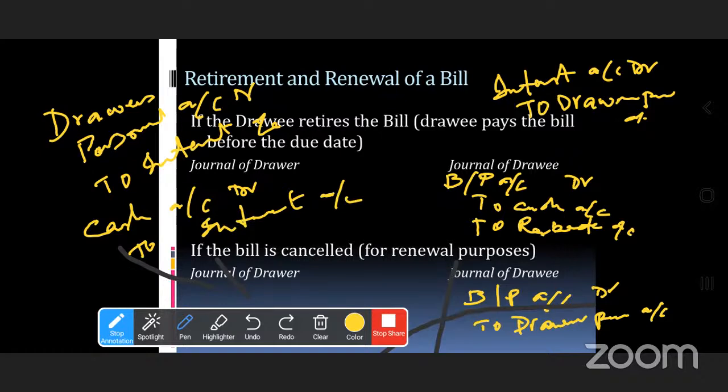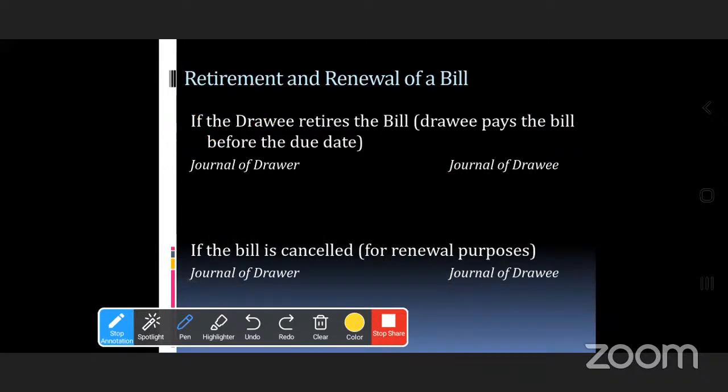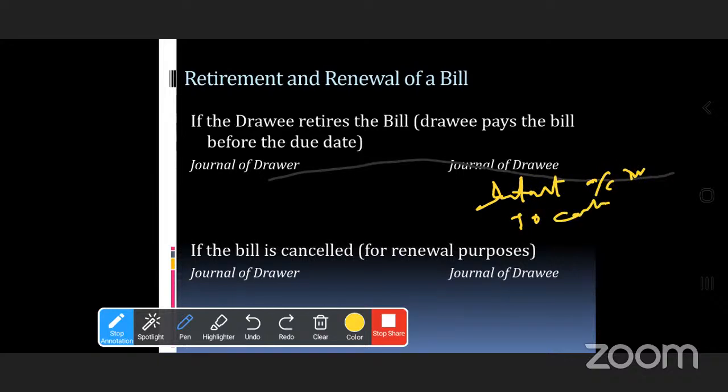And if the interest is paid by the drawee, so actually the interest is paid by the drawee. In his account, here we'll be writing interest account debit to cash. That is cash paid as interest. So the amount of interest is paid to the drawer. Okay. So these are the different journal entries we will be writing in the books of the drawer and the drawee. Got it?